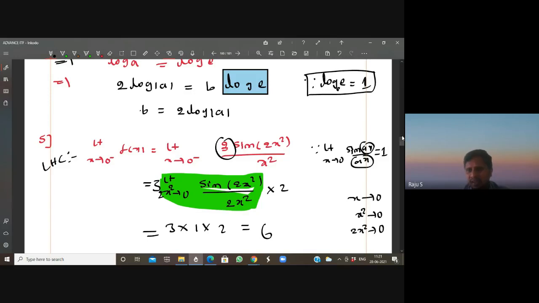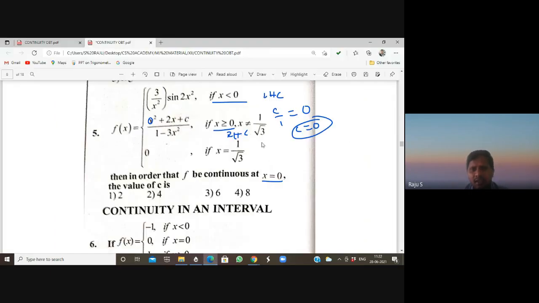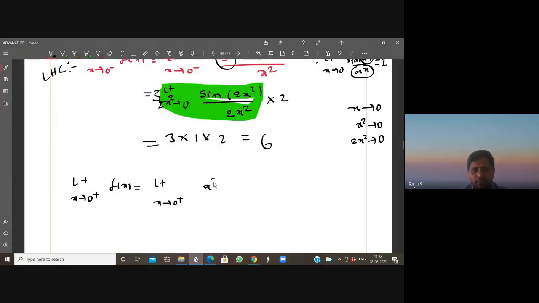In the same way, right hand continuity, that is limit x tends to 0 plus f of x. What is f of x where x is greater than 0? Here, x square plus 2x plus c by 1 minus 3x square, right students? Now substitute in place of x 0 directly, 0 plus c by 1 minus 0, that is nothing but c by 1, that is equal to c.